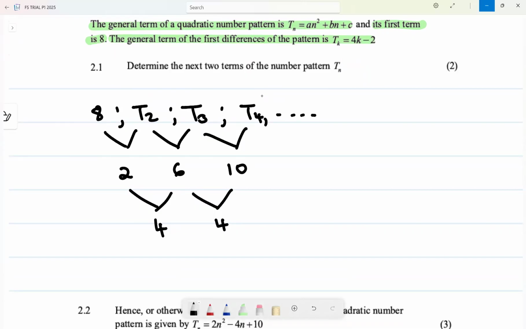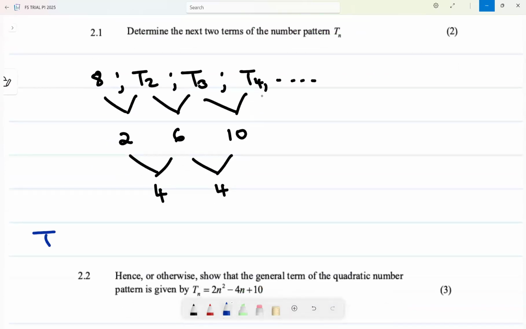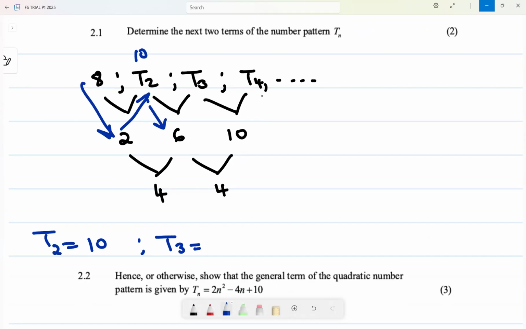If this is found by saying T2 minus T1, therefore it means I can say this plus that should give me that. Okay, so T2 is going to be 8 plus 2, which is 10. And then T3 is going to be 10 plus 6, this plus that gives that. So it's going to be 16. So, just like that, guys.